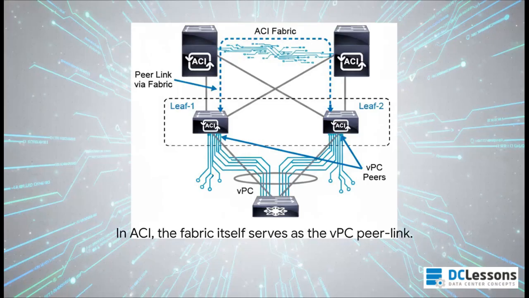And this is why it's so much simpler. The ACI fabric itself, the whole spine and leaf architecture, is the peer link. It handles all that communication between the two leaf switches in the VPC pair. You just don't need those dedicated physical cables anymore. This makes the physical design so much cleaner, and the configuration, well, it's just way easier. The fabric does the heavy lifting.